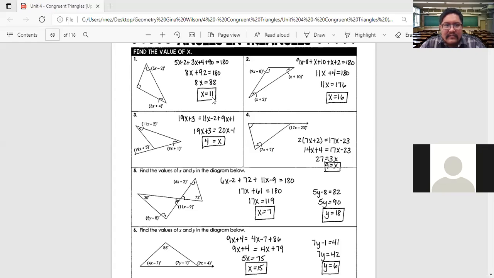In this case, it looks like we're only finding the value of x. We don't need to find all the other angles. So whatever these two are, we don't really need to know. But if we had to, we would just plug it in like we did with the last ones.